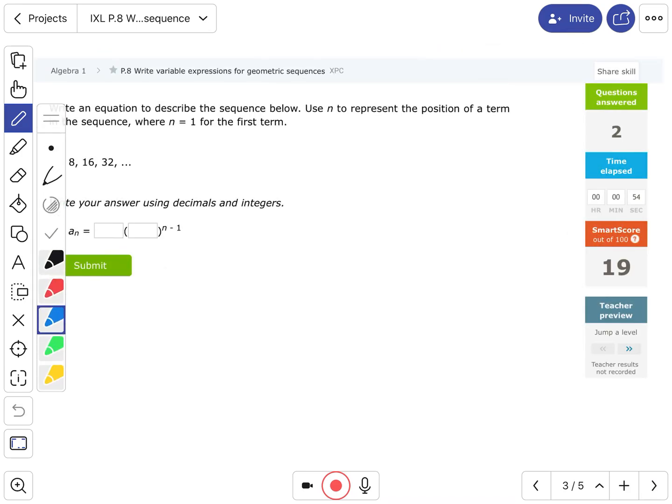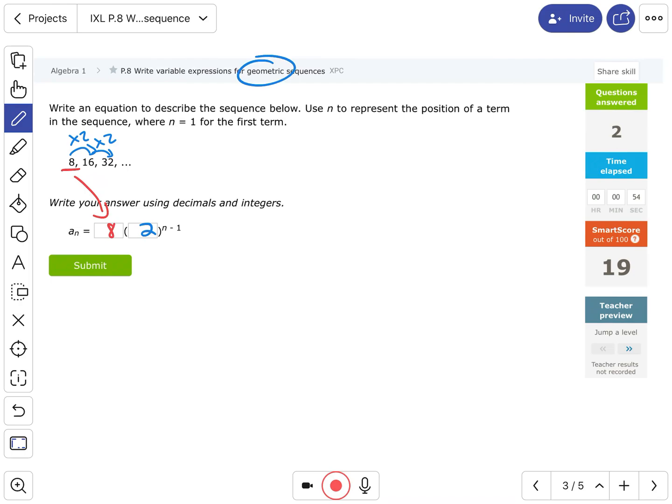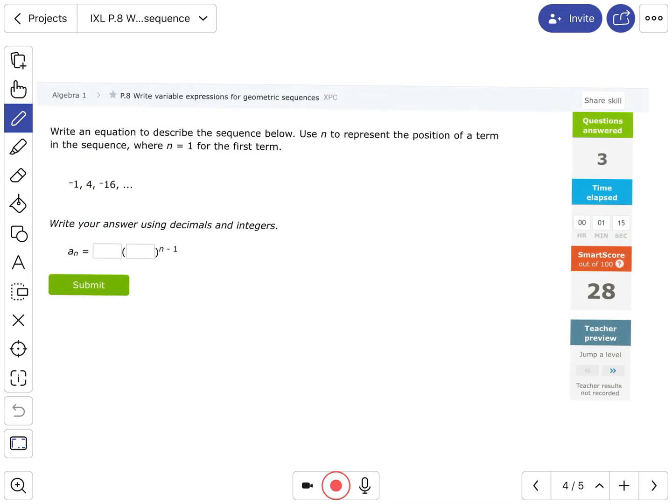Okay, so let's try that again here. This is your first term, and that is going to go here, which is 8. And your multiplier is going to go here. So 8 times what is 16? Well, that's times 2. And is this true here? 16 times 2 is 32? Yes. So your multiplier will be the same since it's a geometric sequence. Geometric, remember, is always going to be multiplying by the same number each time.